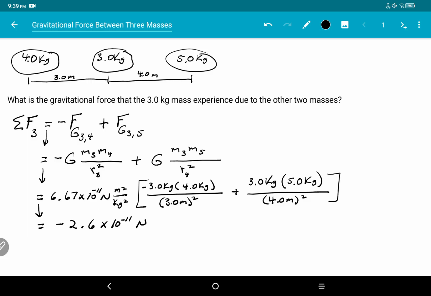So the overall force is 2.6 times 10 to the negative 11 newtons, but it's going to be to the left because of the negative sign. So if we were to unpin this 3, it would drift towards the 4. Again, this has to do with the r squared rule. 4 squared is 16, and dividing by 16, a bigger number, is going to make things smaller.